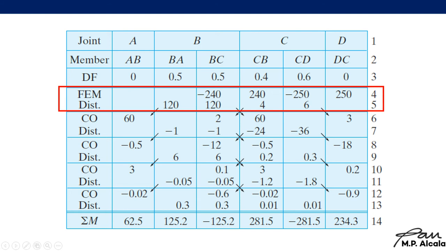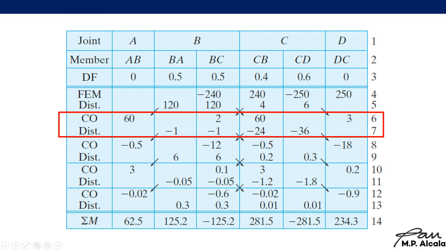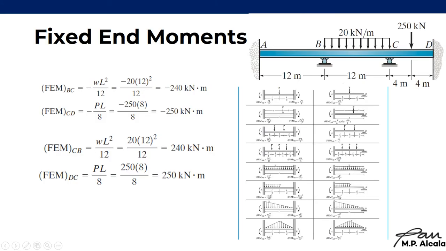Now let's proceed to row 6 and 7, where we will have again the distribution factor. So here is the division by 2. Okay? 120 divided by 2, we will get 60. And in this one, 120 divided by 2, we will get 60. And 6 divided by 2, you will get 3. Okay? A question, where did this come from? The 250 here. This came from, again, your fixed end moments. Alright? For CD. Or DC. FEMDC.